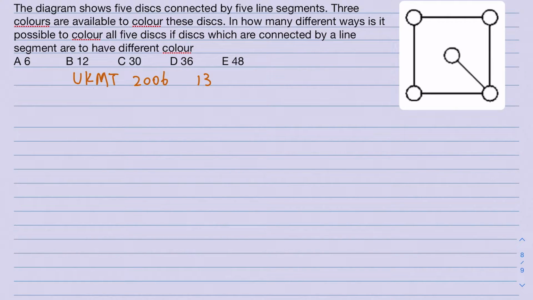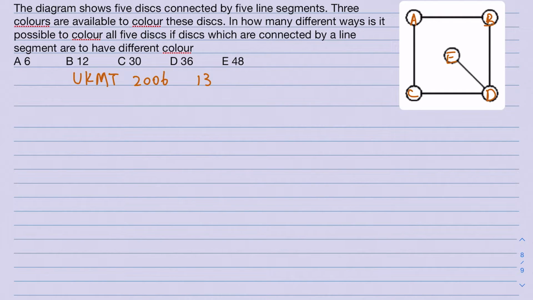Let's look at a question from UKMT 2006, question 13. The diagram on the right shows 5 disks connected by 5 line segments. So disks A, B, C, D, and E. 3 colors are available to color these disks. In how many different ways is it possible to color all 5 disks if disks which are connected by a line segment are to have a different color?